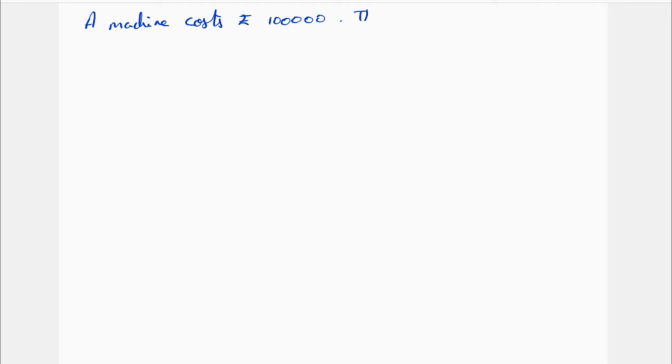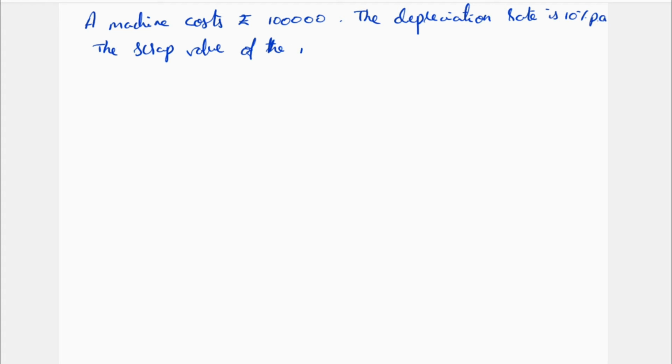The depreciation rate is 10% per annum. The scrap value of the machine at the end of 5 years is what? This is what they are asking.